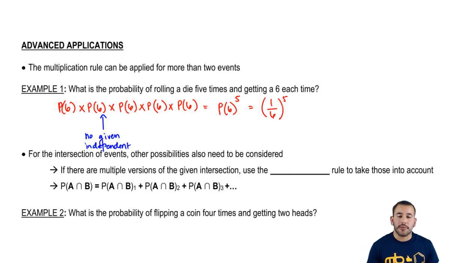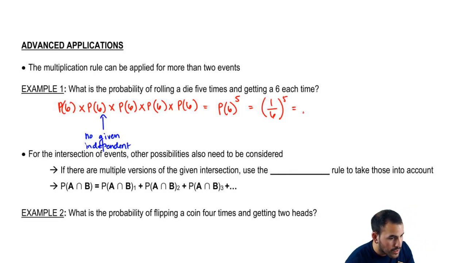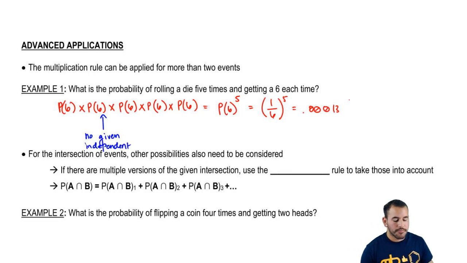Once we do that, we get 0.00013. Cool? So there's basically almost no chance of you rolling a 6 5 times. Does that make sense? Cool.